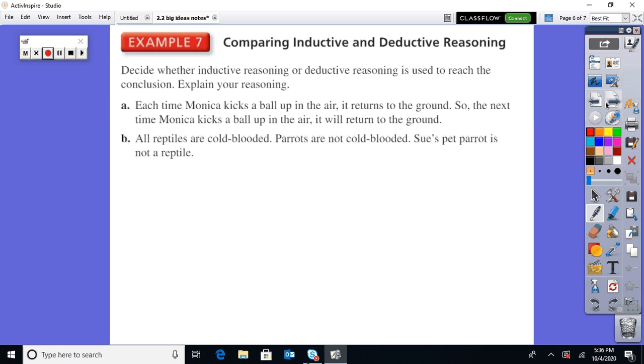All right. Example 7, comparing them. Decide whether inductive reasoning or deductive reasoning is used to reach the conclusion. Each time Monica kicks the ball up in the air, it returns to the ground. So the next time, it will return to the ground. So she's basing her conclusion on the patterns that she observed. So A would be inductive, based on patterns.